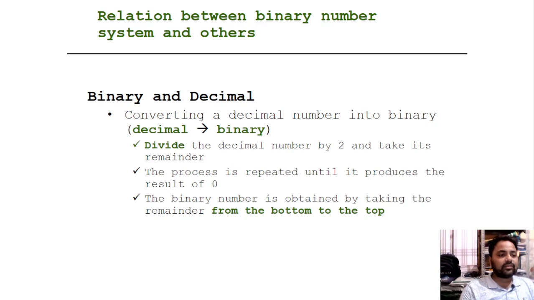Relation between the binary number system and others, binary and decimal. Converting a decimal number into binary, decimal to binary: divide the decimal number by 2 and take its remainder. The process is repeated until it produces the result 0. The binary number is obtained by taking the remainders from the bottom to the top.